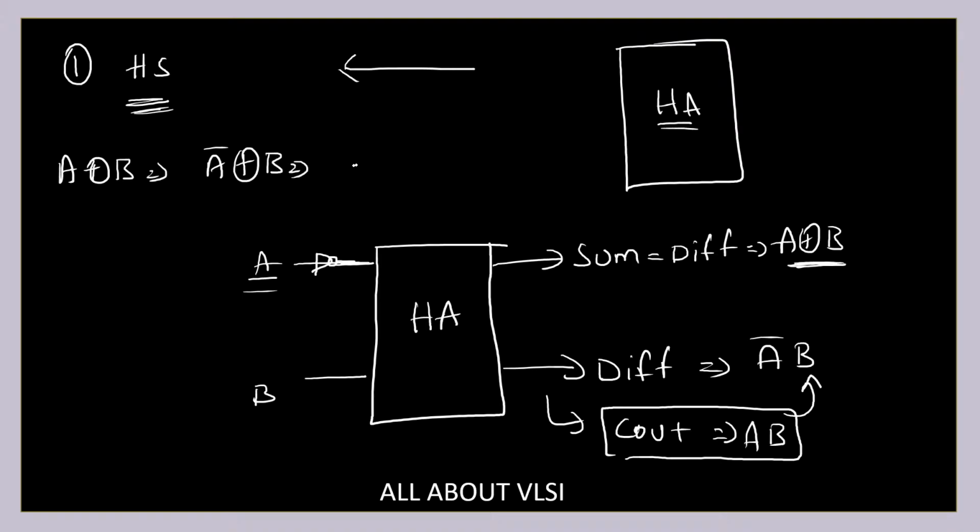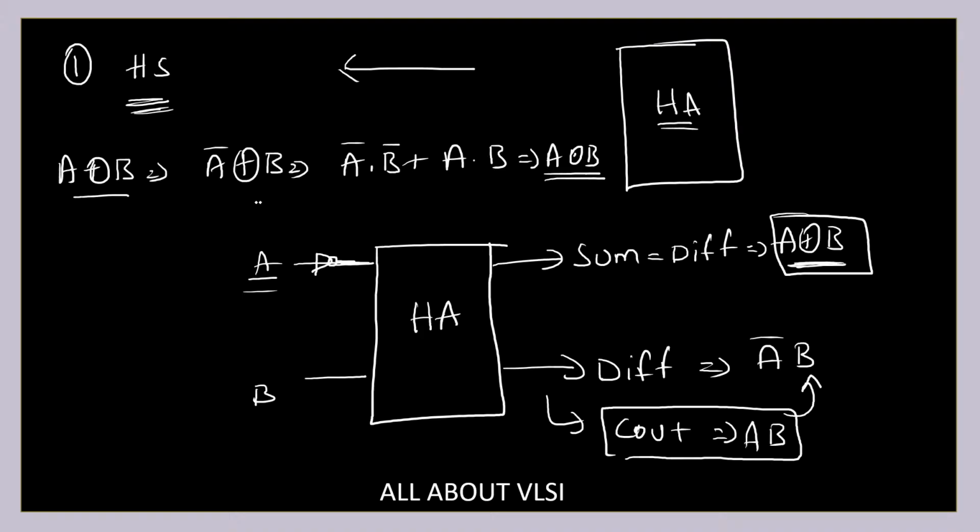If you solve this, you are going to get A bar into B bar plus A into B, which is nothing but A XNOR with B. But we need A XOR with B, right? If I'm going to expand this, this is what I'm going to get. I'm going to get A XNOR with B. But what I need is A XOR with B.